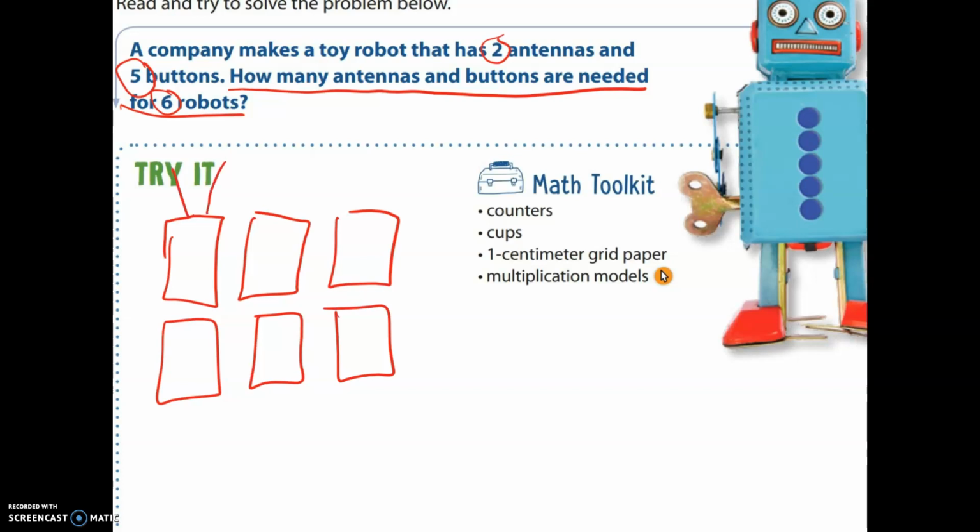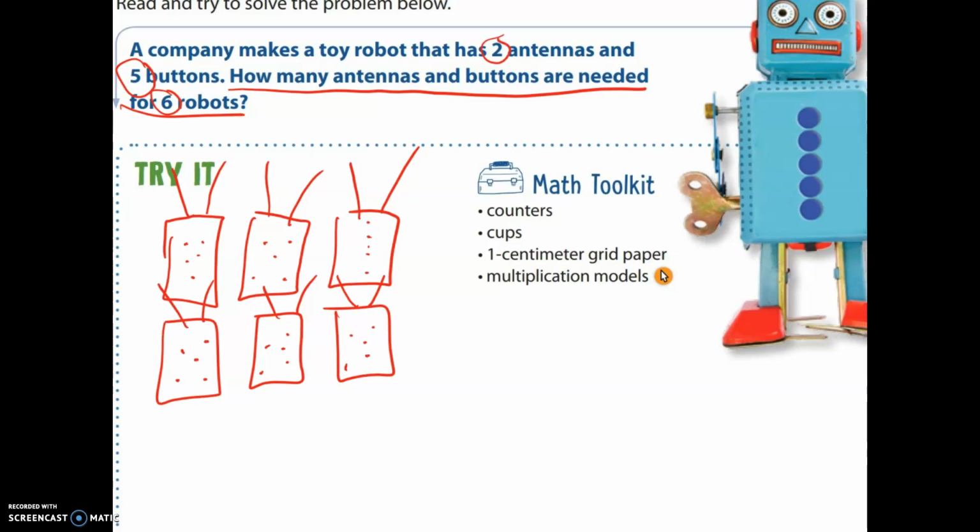I'm going to put 2 antennas on each of the robots, and then I'm going to put the 5 buttons. You can even go down the center if you want, as long as you have 5. Okay, so the question says how many antennas and buttons are needed.